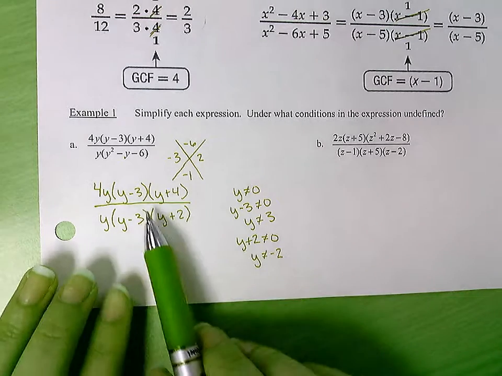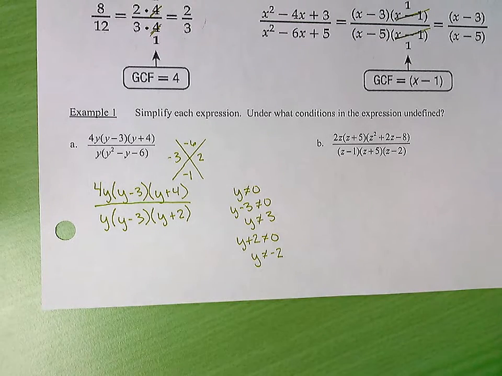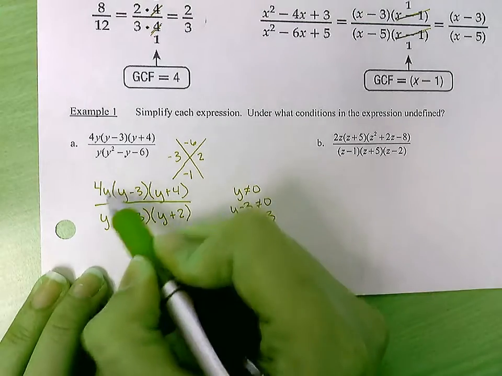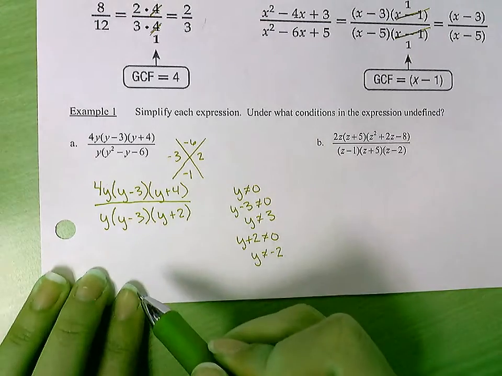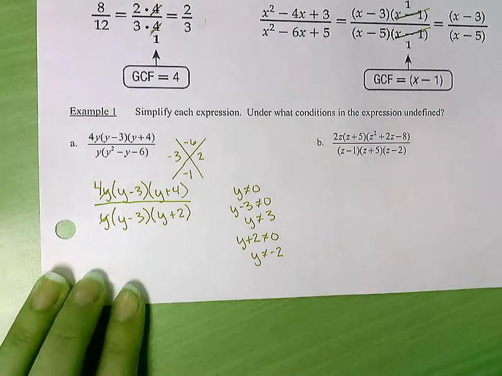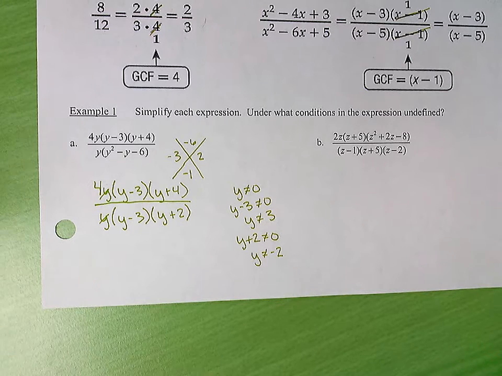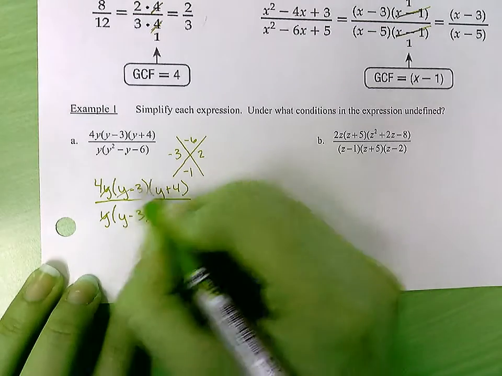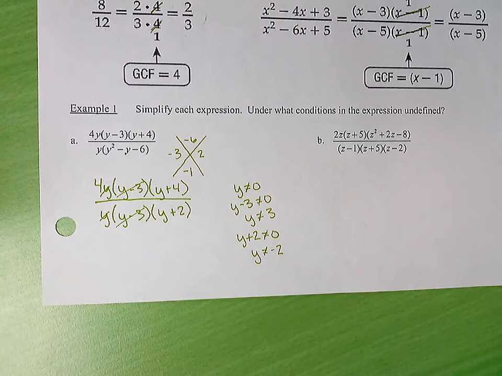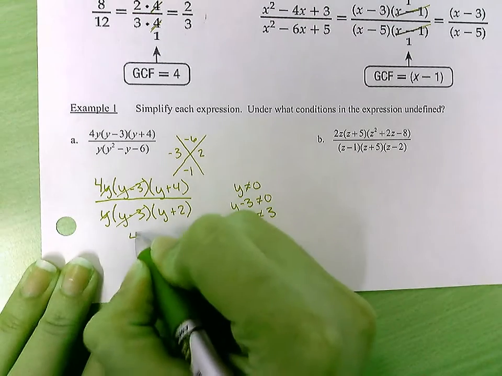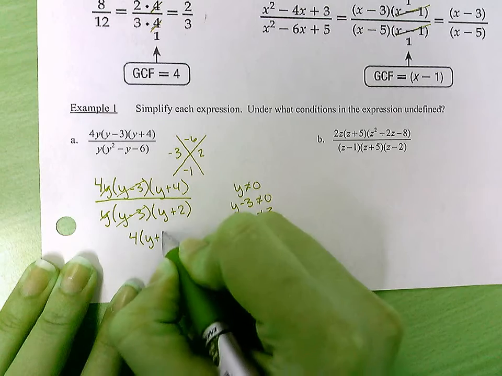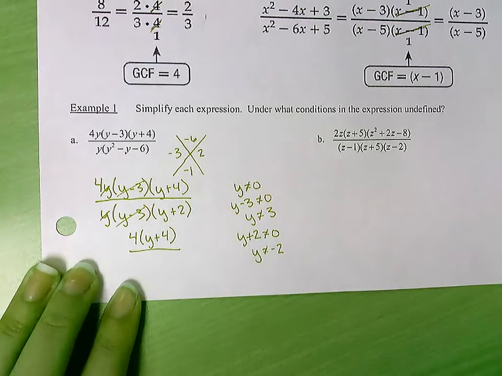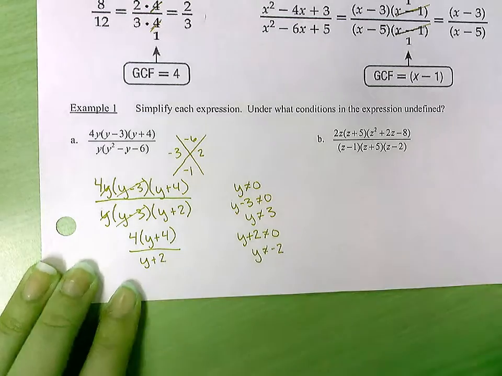Now, I can start canceling out like terms. So right off the bat here, I have a y over a y. Okay? Those are going to cancel to a 1. I also have y minus 3 over y minus 3. Those will also cancel. Okay? I don't have any more like terms. So I'm left with this 4 times y plus 4 over y plus 2.